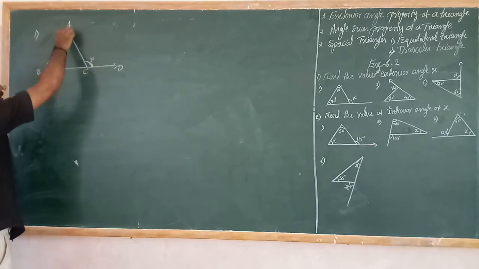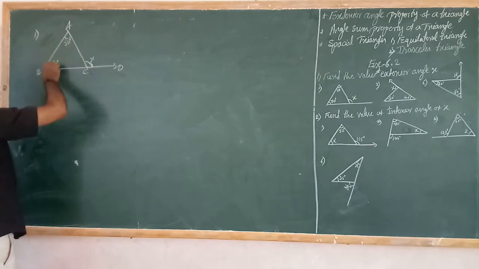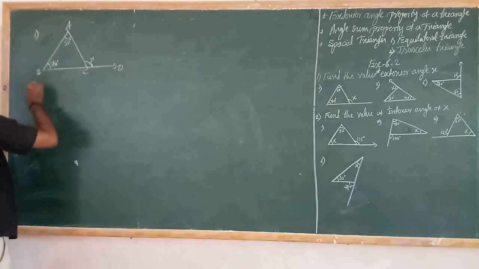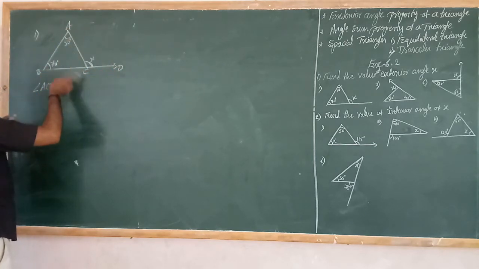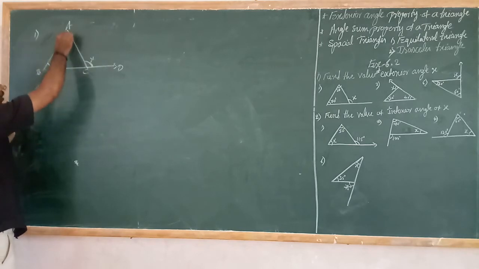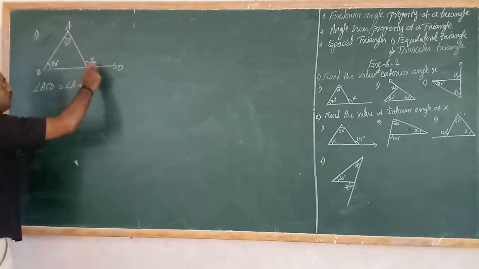First, x is the exterior angle. This exterior angle is equal to the sum of the opposite interior angles. Is it right? Therefore, angle ACD is equal to the sum of the opposite interior angles. What are the opposite interior angles? Angle A and angle B. What is ACD? ACD is equal to x.